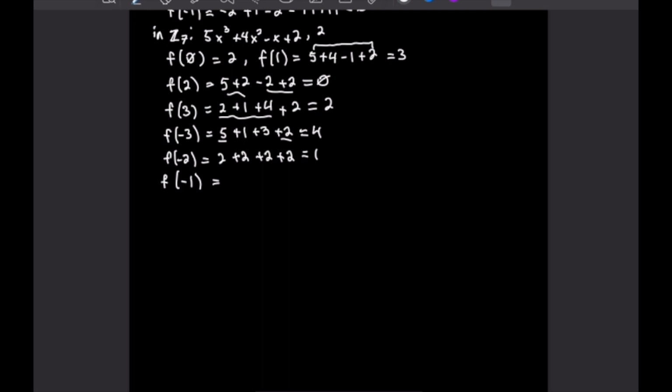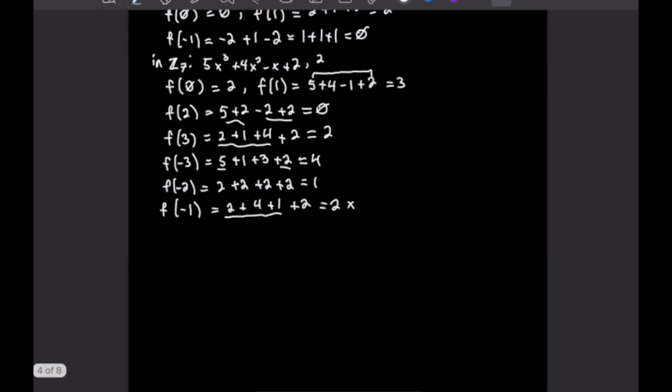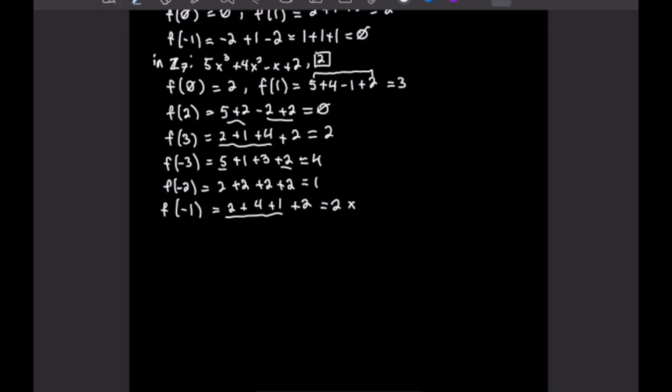So f of -1 is going to be equal to -5, which is 2, plus 4 times -1 squared, which is just 1, so that'll be plus 4 here. And we'll have -1, which is 1, so we'll have a 1 there, and all of these terms will go to 0, and then we will have our plus 2 at the end like always. So this is equal to 2 and also not a 0. So that means our only 0 in Z7 is 2.